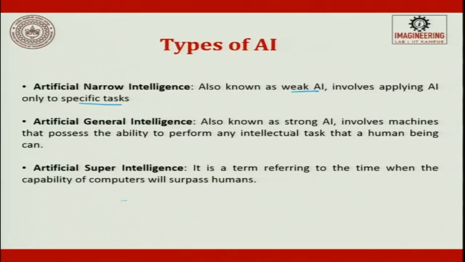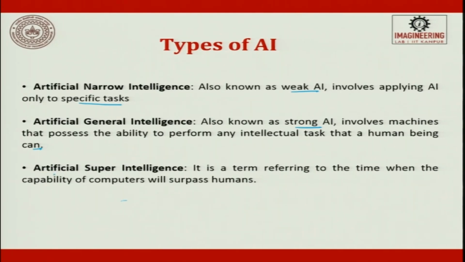The next one is called general intelligence, also known as strong AI, which involves machines that possess the ability to perform any intellectual task that a human being can. You are a multitasking personality. We are able to perform several different jobs, several different analyses, and understanding and planning happen. So, a human being is called artificial general intelligence.